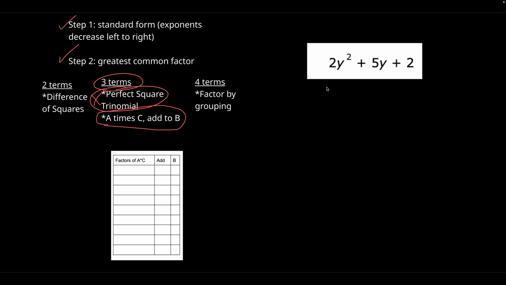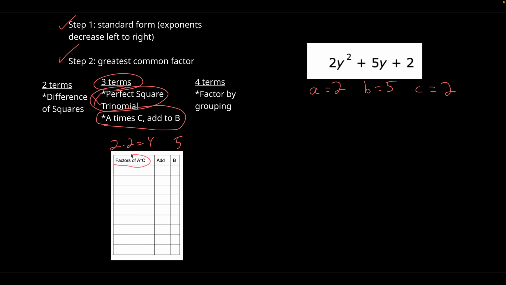So a, b, and c. A is always next to the squared term, so here it's the 2, the coefficient. B is always in the middle. C is always by itself, it has no variable. It's called the constant. So I have this chart over here. We're going to use this chart throughout the lesson. And remember the phrase, a times c add to b. So we do a times c, so that's 2 times 2 equals 4. And they have to add up to b, right? So b is 5. So let's fill out this chart.